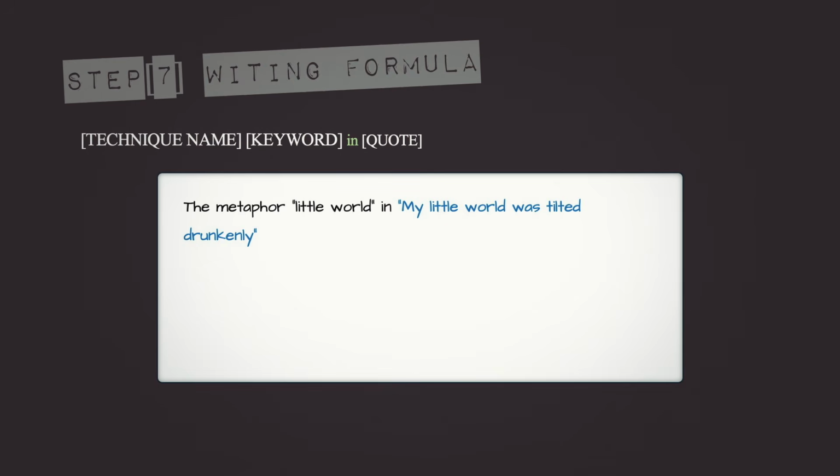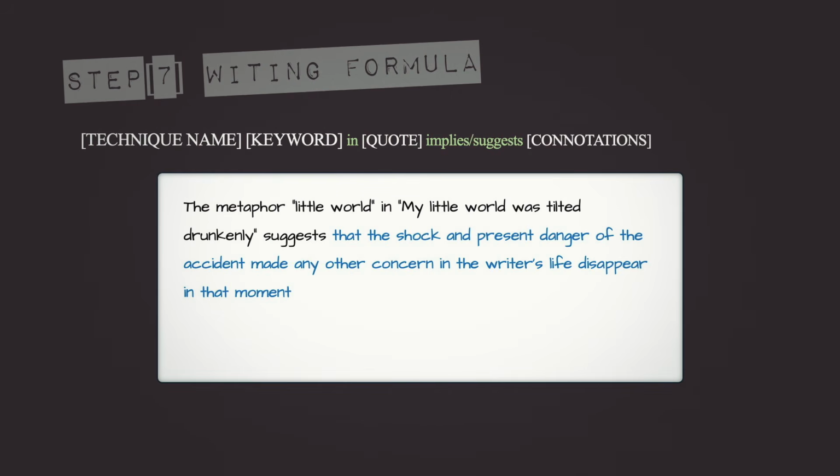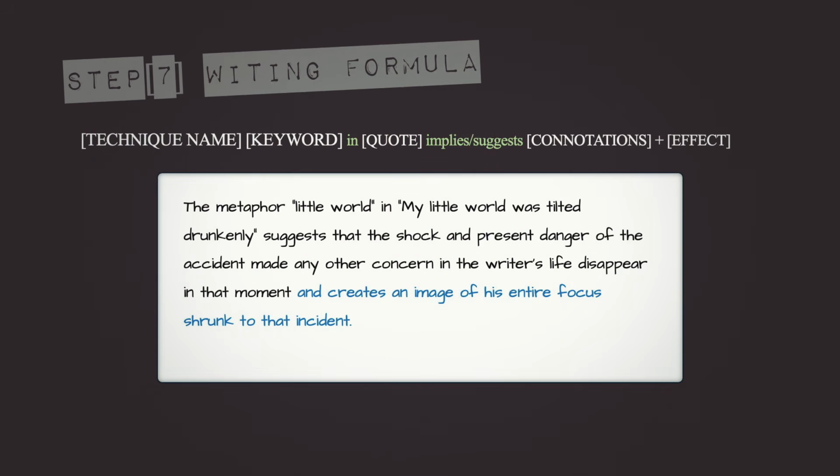That won't save you. Back to the formula. Implies or suggests. Keep rotating through these. Use one, then the other. Examiners are fine with that. Connotations, which are, as you can see, that the shock and present danger of the accident made any other concerns in the writer's life disappear in that moment. And then finally, we can link connotations to effect and shrunk his focus to that incident. Here, because it's a metaphor, which is an imagery technique, we focus on the image that it creates. At other times, it could be an emotional effect on the reader. Different techniques have different effects.